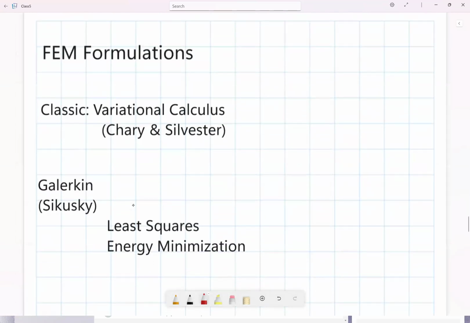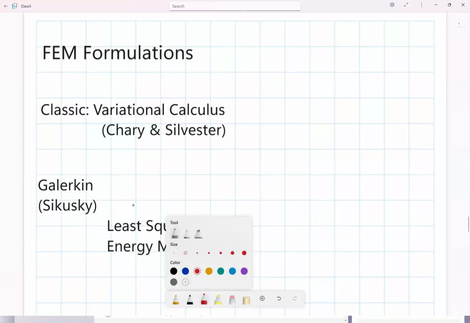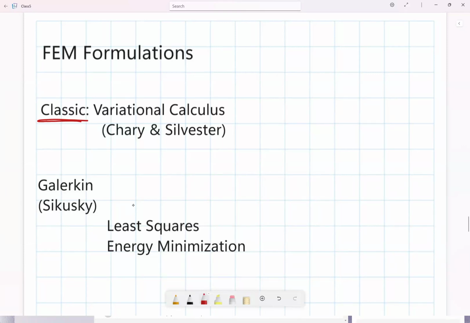Okay. There are several formulations of finite elements, and the classic formulation goes through variational calculus, and you get the book from Cherry and Sylvester. Those are the ones who wrote the book on finite elements for electrical engineering. How do we spell Cherry correctly? It's with an I. But if you go and read the book, it's going to give you the classic variational calculus, and it starts by defining a functional. So I don't suggest for you to go this way.